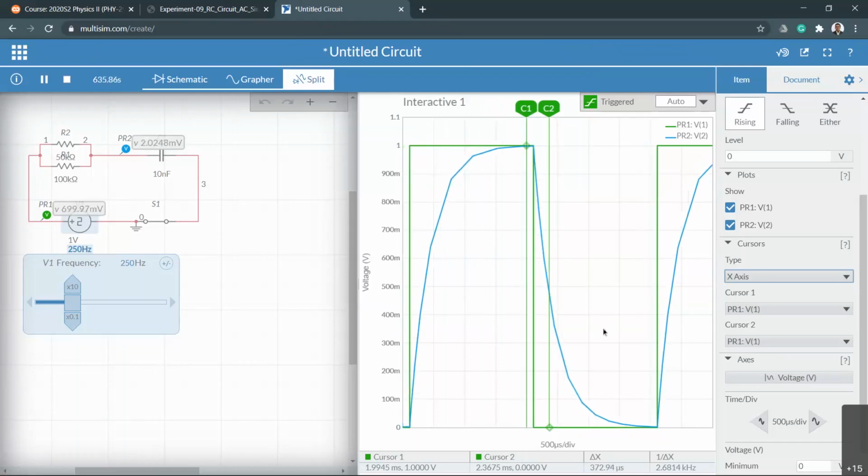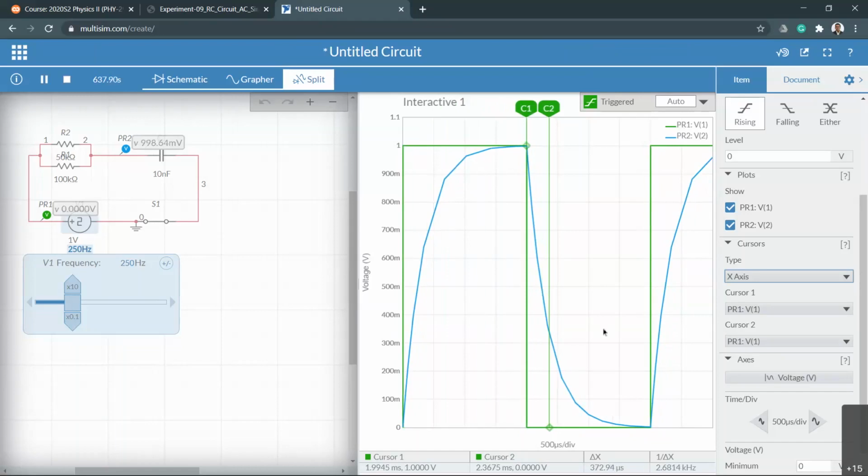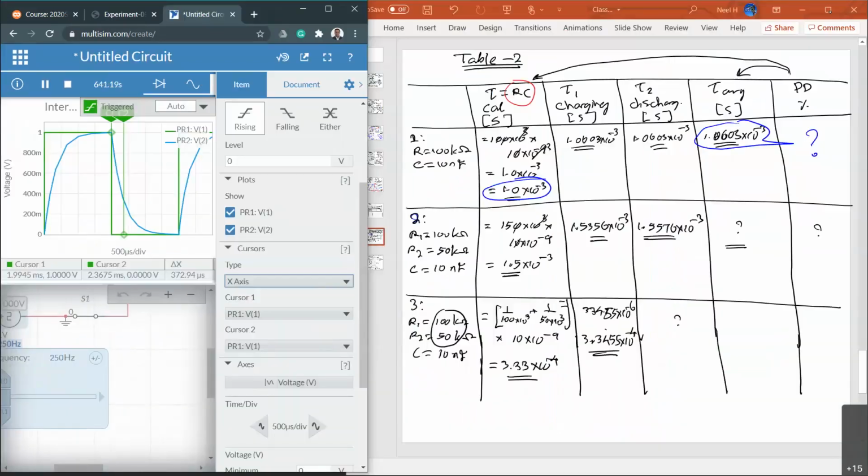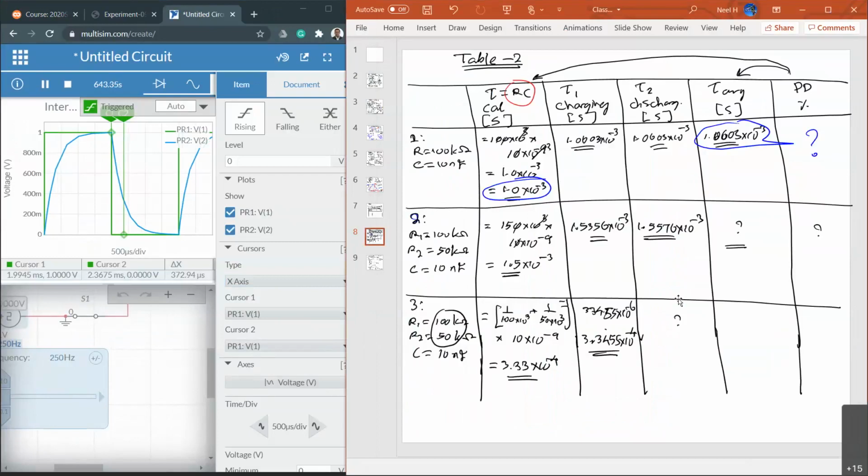Now that is 372 micro, 372.94 times 10 to the negative 6, which means 3.7294 times 10 to the negative 4. So that's close. It has an error, but it's close enough. We take the average of these two for tau average. Then we compare the average with the expected value.